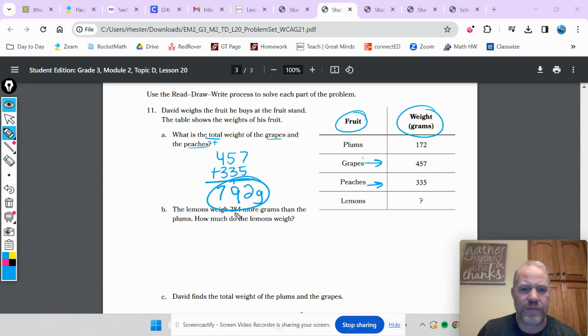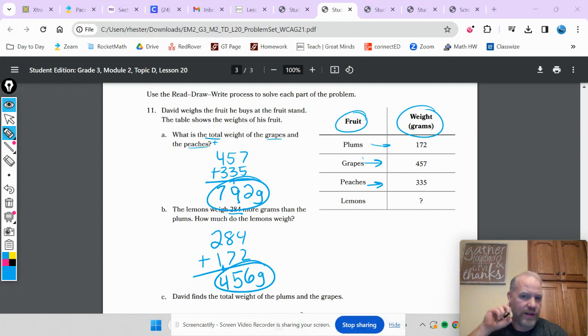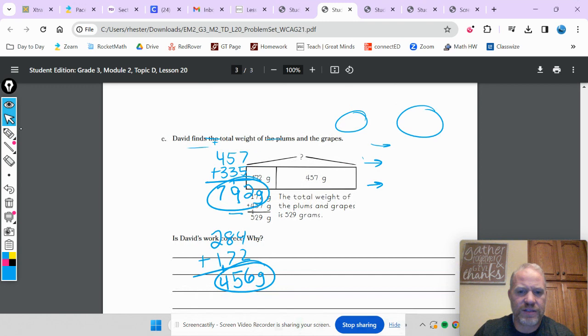Next, the lemons weigh 284 more than the plums. Now the plums are 172. So we're going to add this up. 4 plus 2 is 6. 8 plus 7 is 15, but 15 doesn't fit. So we put 1 up here. 2 plus 1 is 4. 456 grams for the lemon. And that brings us down to David.